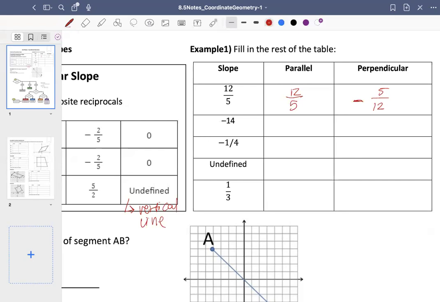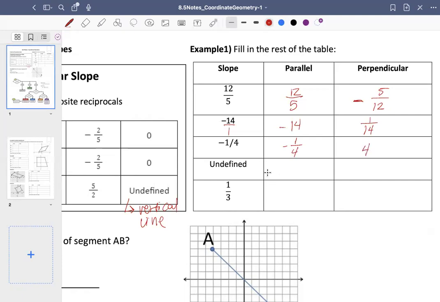Let's do parallel. Okay, so I have negative 14. Parallel slope will just be negative 14. If I go perpendicular, take the opposite sign, so positive for my perpendicular slope, and then the reciprocal. Remember, whole numbers are just over 1, so we're flip-flopping the 1 and 14. So the perpendicular slope to negative 14 would be 1/14. Right, let's do negative 1/4. If we want a parallel slope, we just keep the same number. Perpendicular, opposite reciprocal, that's just going to be positive 4.